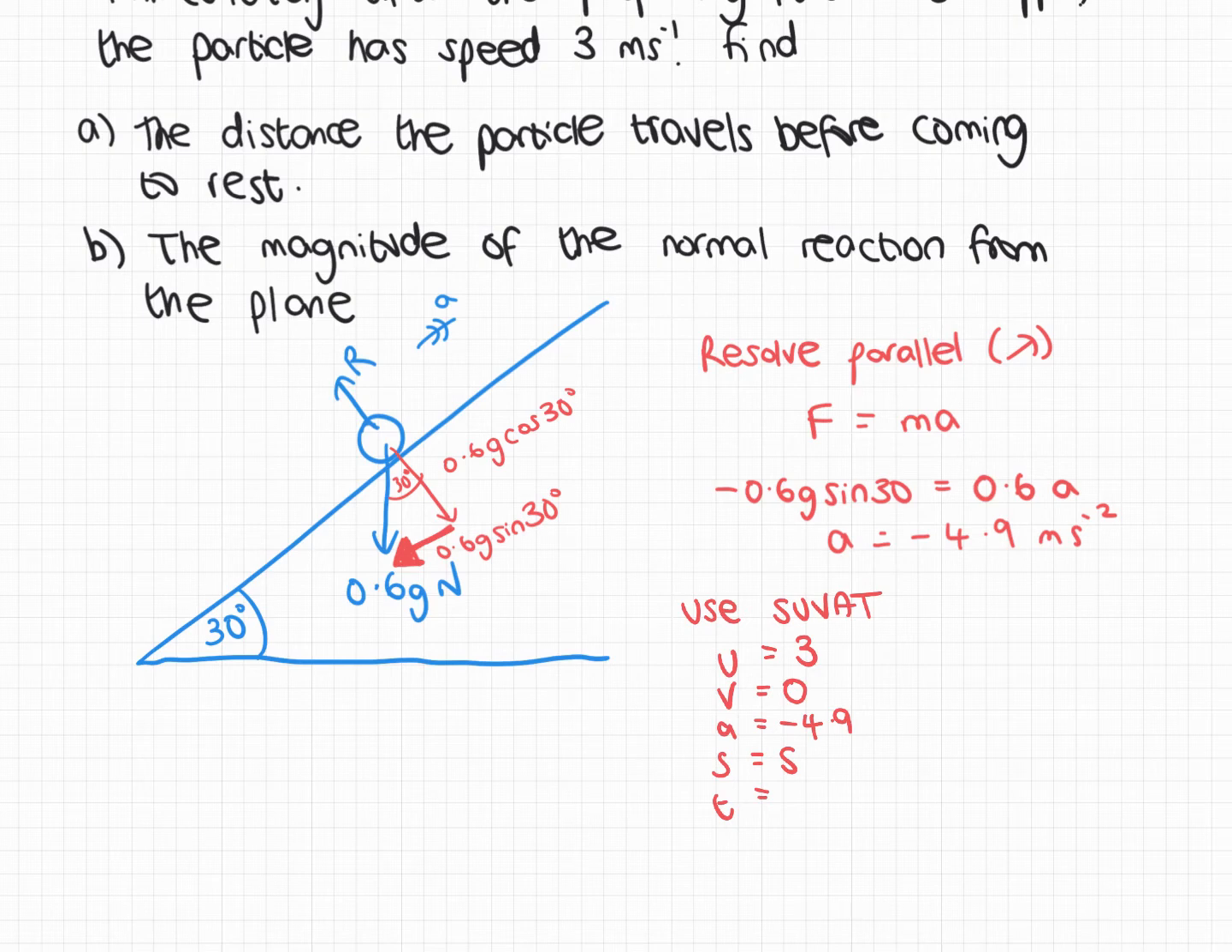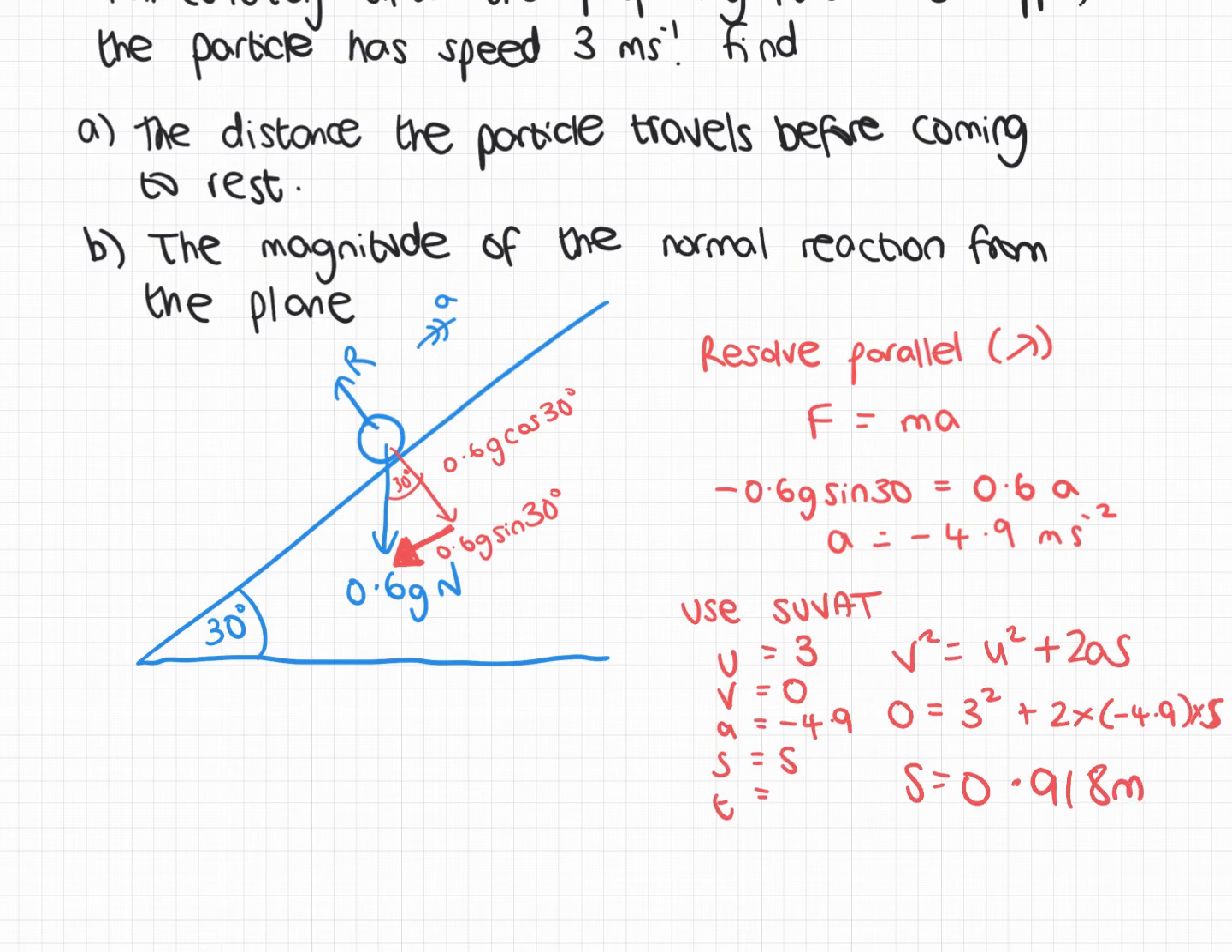So I'm going to use v squared equals u squared plus 2as. So I've got 0 equals 3 squared plus 2 times minus 4.9 times s. And that should come out to give you a value of s equals 0.918 meters.